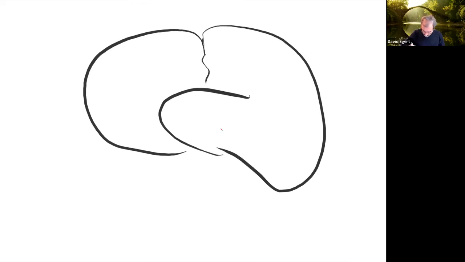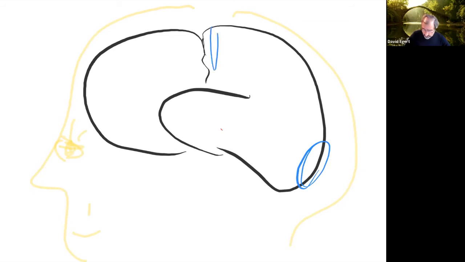So let us continue a little bit with the cerebral cortex. All right, so we talked about visual in the occipital, somatosensory here in the parietal in this post-central gyrus, motor here in the precentral gyrus.